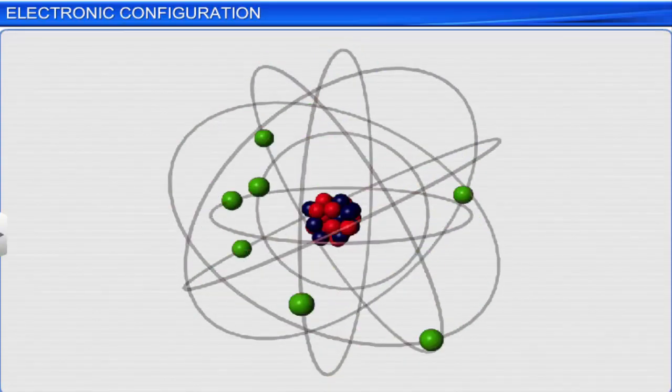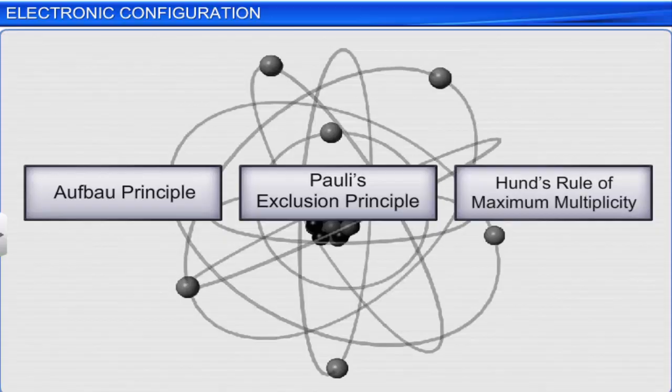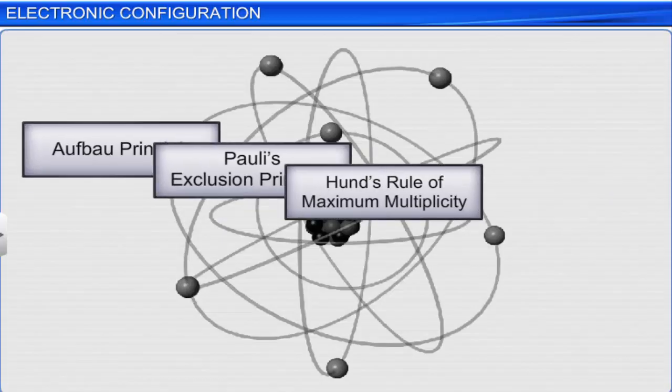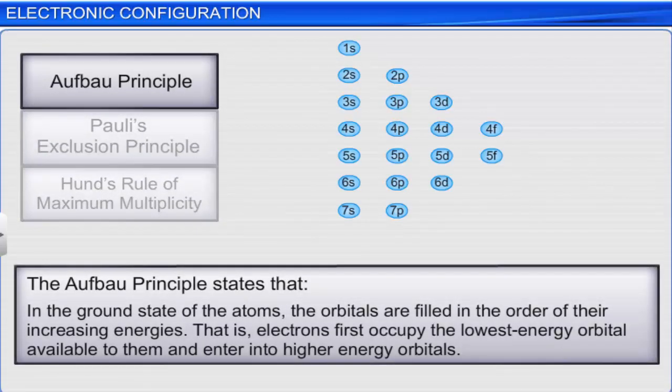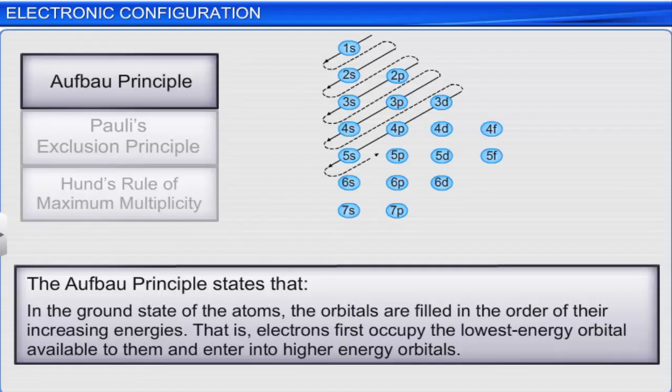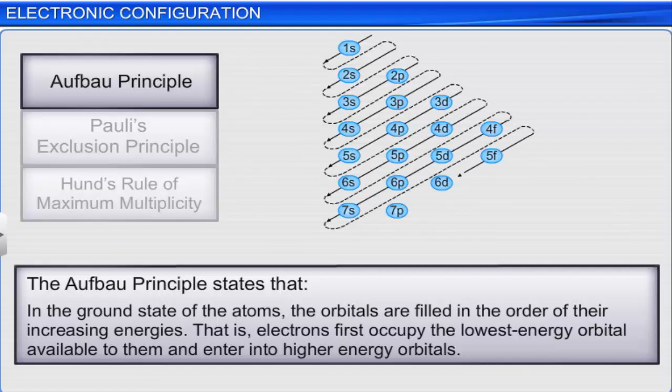Before we begin to understand the electronic configuration of atoms, let's recap the 3 main principles that guide the filling of electrons into various orbitals in an atom. First is the Aufbau principle. It states that in the ground state of the atoms, the orbitals are filled in order of their increasing energies. In other words, electrons first occupy the lowest energy orbital and then enter into successive higher energy orbitals. The electrons enter into various orbitals in an increasing order of n plus l value.